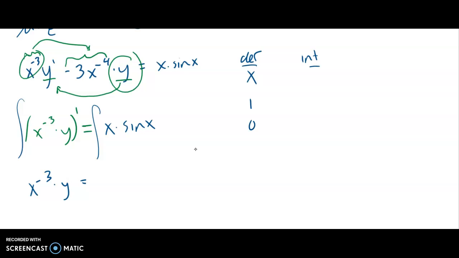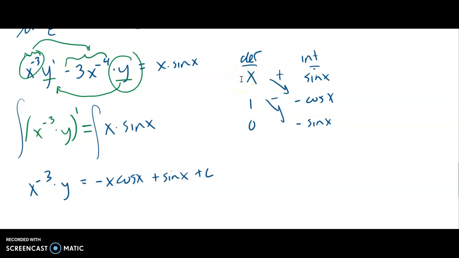So x, 1, 0, sine x. What's sine integrate to? A negative cosine, is that correct? Yep. And then a negative sine x. And then I do my arrows, and I go plus minus, and I multiply. So that left side is going to integrate to negative x cosine x. And then I get a double negative there, so plus sine x. Don't forget your plus c.